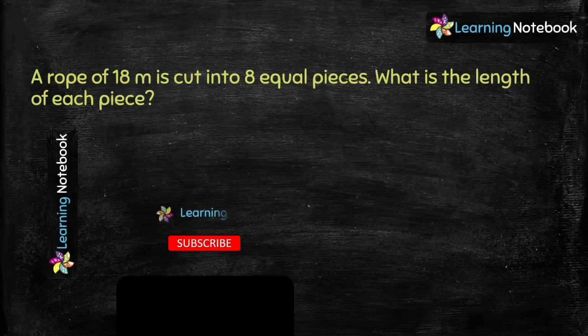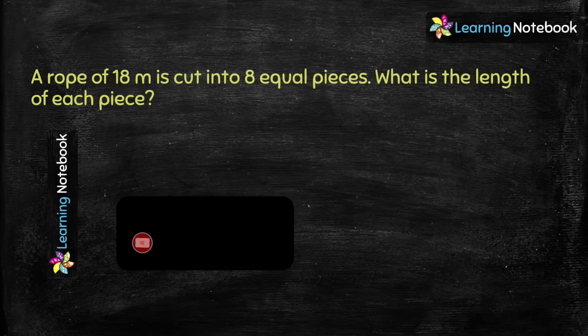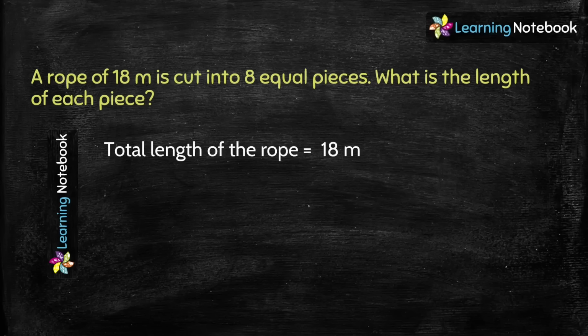Let's do one more word problem. A rope of 18 meters is cut into 8 equal pieces. What is the length of each piece? So here we are given the length of the rope and it is cut into 8 equal pieces. And now we have to find the length of each of these pieces. So here we are going to divide.